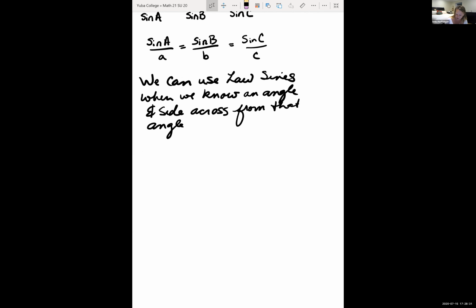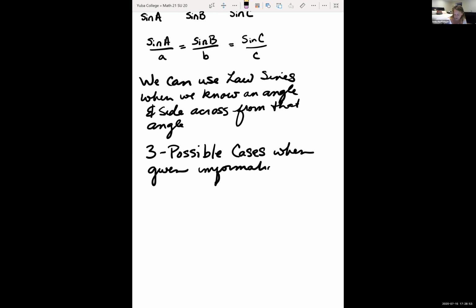Okay, so there are three possible cases when given information about a triangle: there's either no triangle, one triangle, or two triangles.